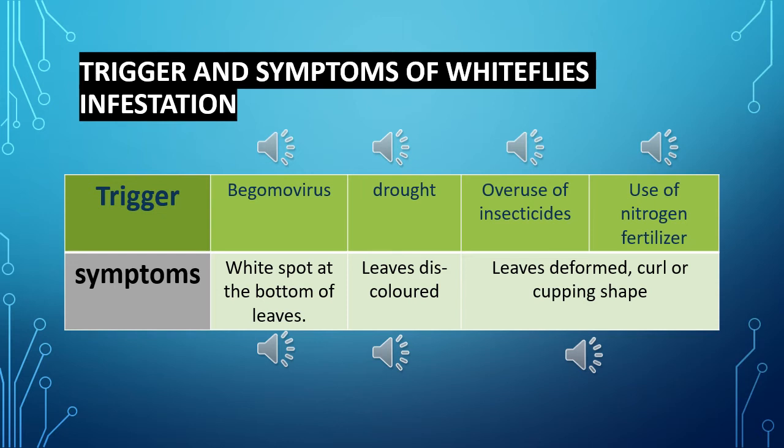So the first symptom is white spot at the bottom of the leaf. This indicates that the leaf was hosting whiteflies. The sucking of the sap causes discoloration of the leaf, which is where they have been feeding. The leaf may later become deformed, curled, or take a cupping shape at the end. That indicates this is a serious damage that whitefly can cause.